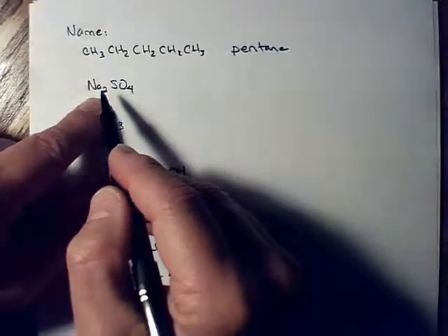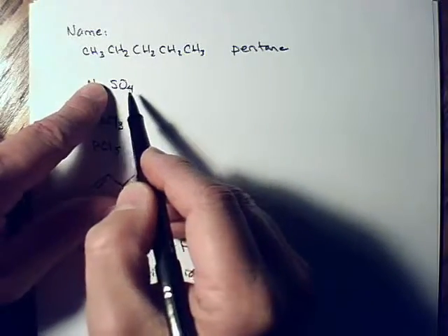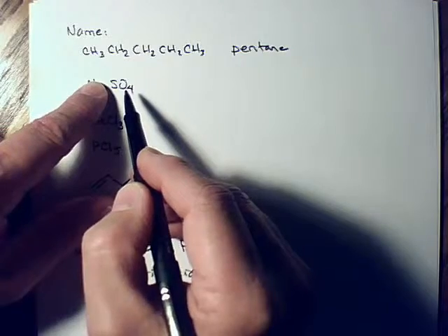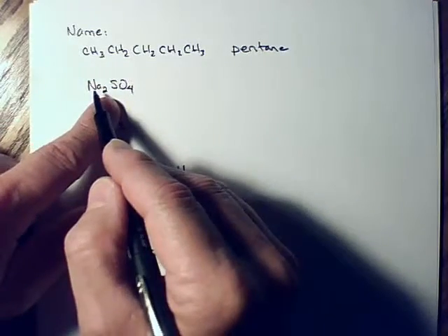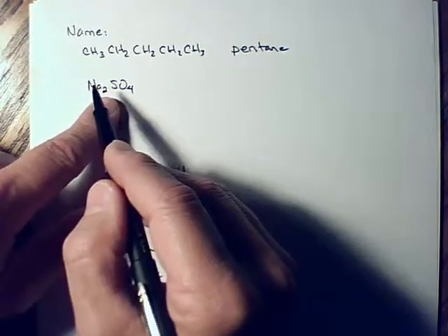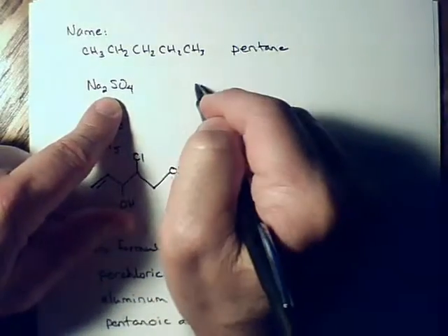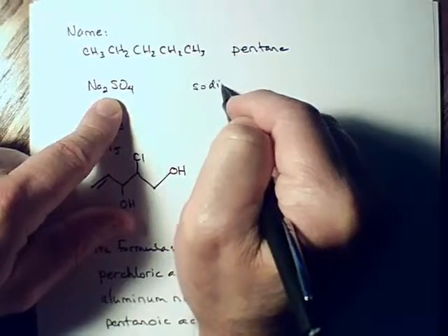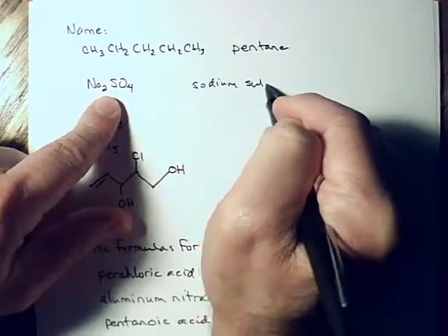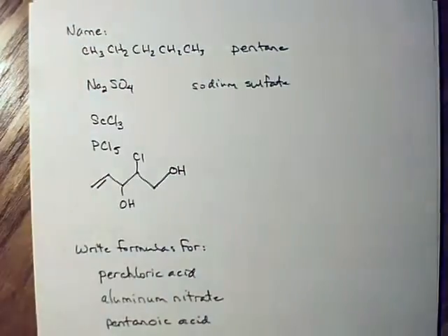All right. This is the sulfate anion, and you just name it sulfate. Okay. And on the front we got sodium. Sodium only has one oxidation number, so we don't need a Roman numeral. This is just simply sodium sulfate. Okay.